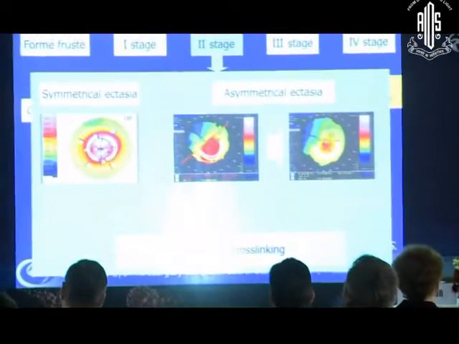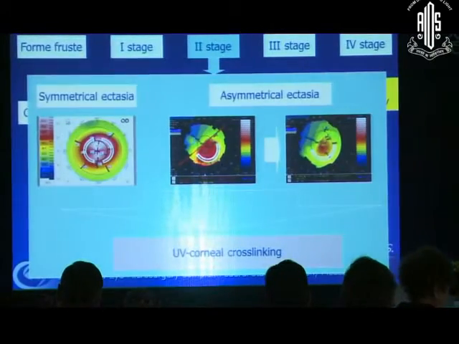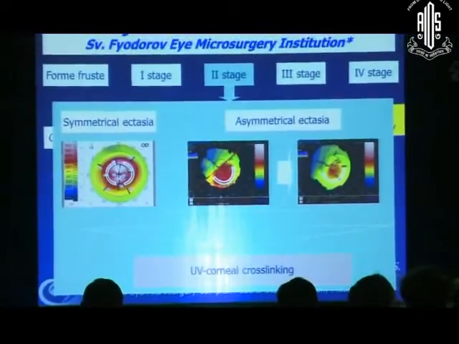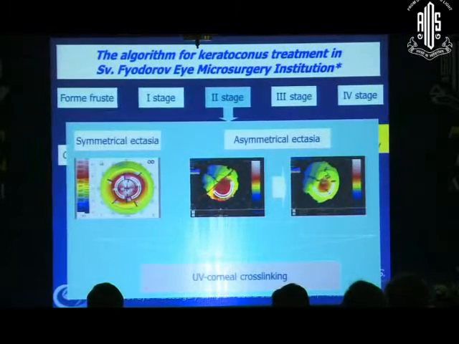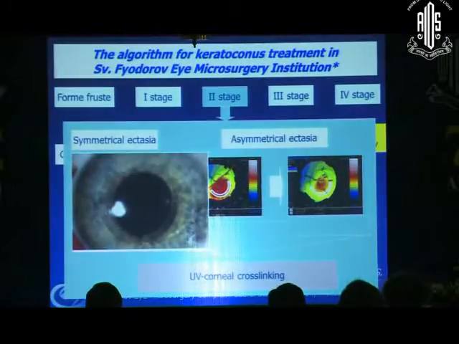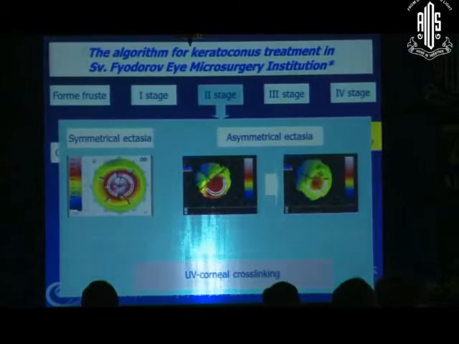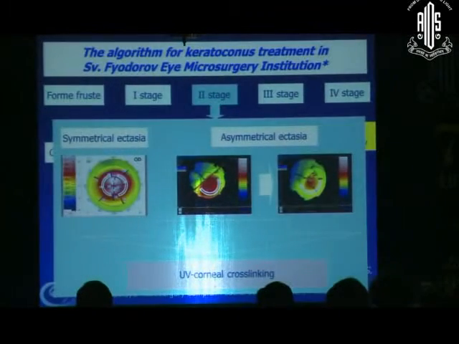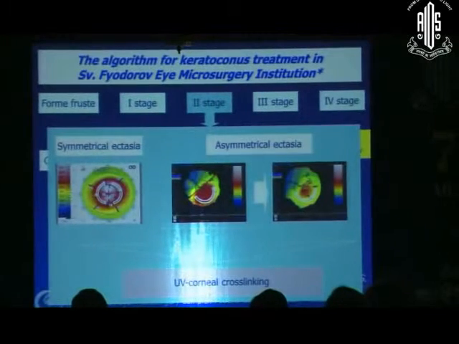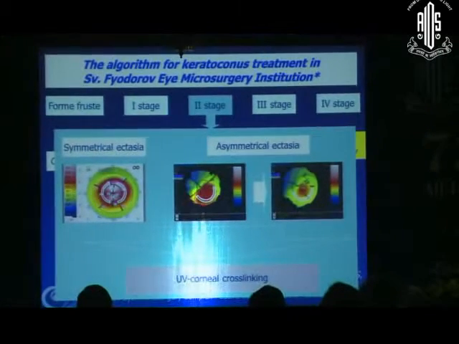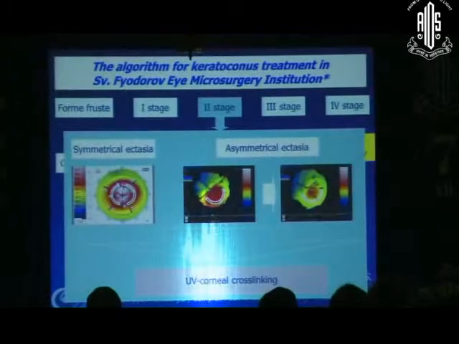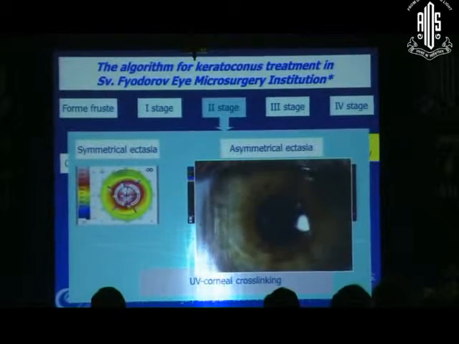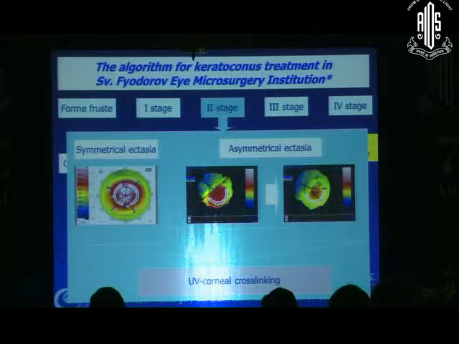The next stages, which demonstrate ectasia, require the implantation of intracorneal ring segments, and in case of symmetrical ectasia, we usually perform the implantation of two segments. It looks like here. In case of asymmetrical ectasia, we usually implant one segment in the area of the most ectatic area, and one year post-op, it looks like on the right slide. And the eye looks like here. And after that, we also perform UV corneal cross-linking.